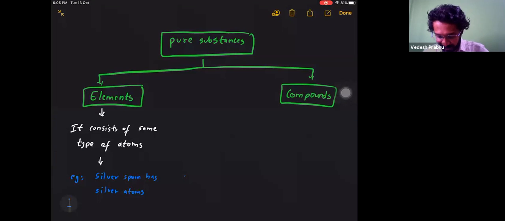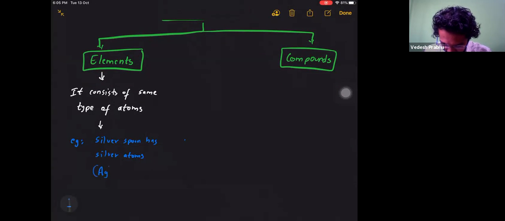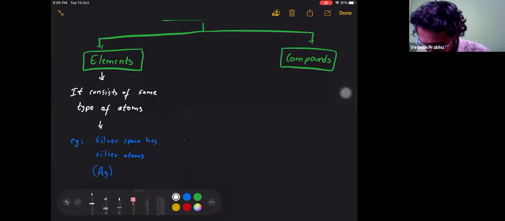Over here, I'm going to use the symbol for silver. The silver symbol is Ag. So this is your definition of an element. Now heading towards the compound.